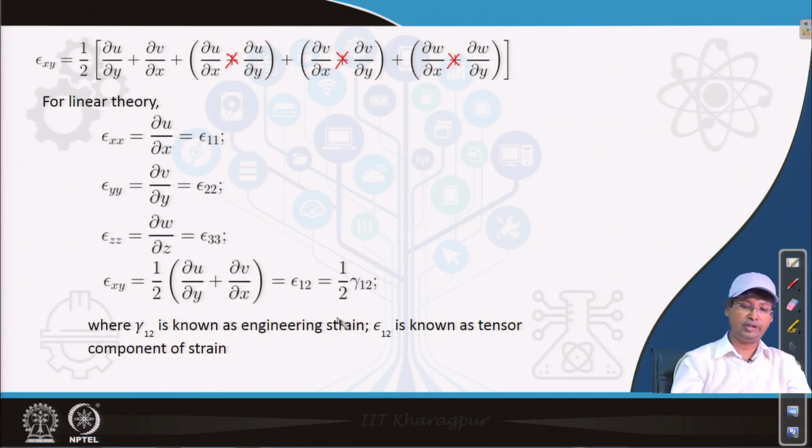So, anyway what we see is that with linear theory it reduces to very easy expressions: epsilon xx is del u del x, epsilon yy is del v del y, epsilon zz is del w del z, and epsilon xy is equal to half of del u del y plus del v del x. Similarly, you can do yz and zx also, where the corresponding variables u, v and w will change. One more notation is generally followed, that is half of gamma 12, where gamma 12 is known as the engineering strain and epsilon 12 is known as the tensor component of strain. So, we move forward.